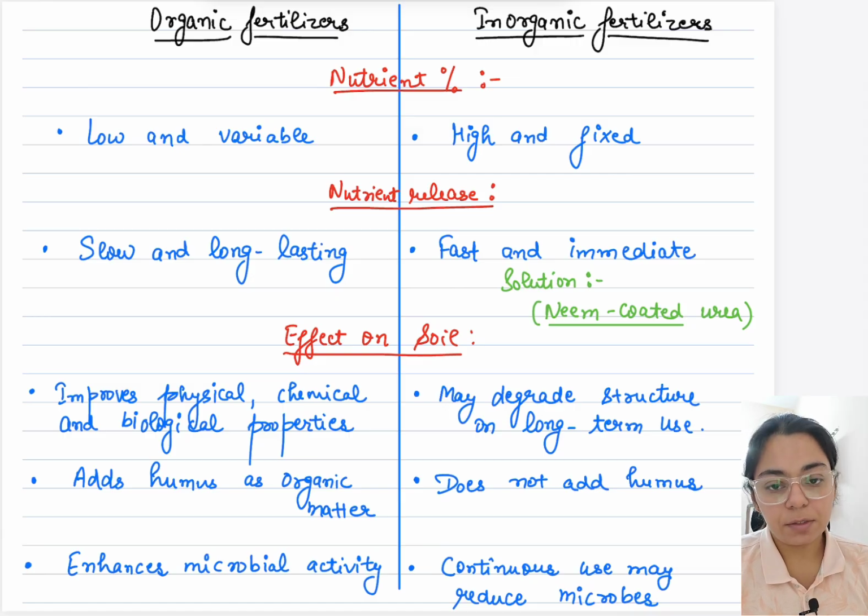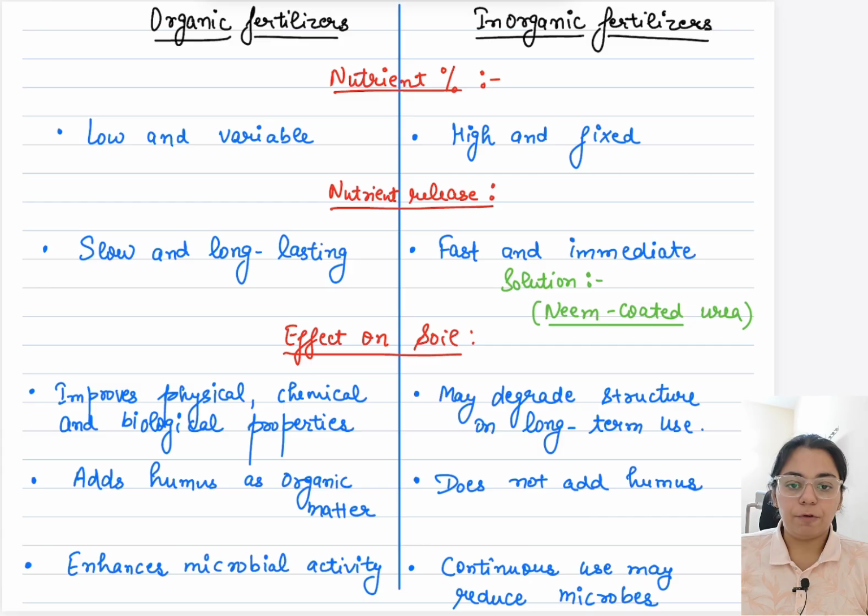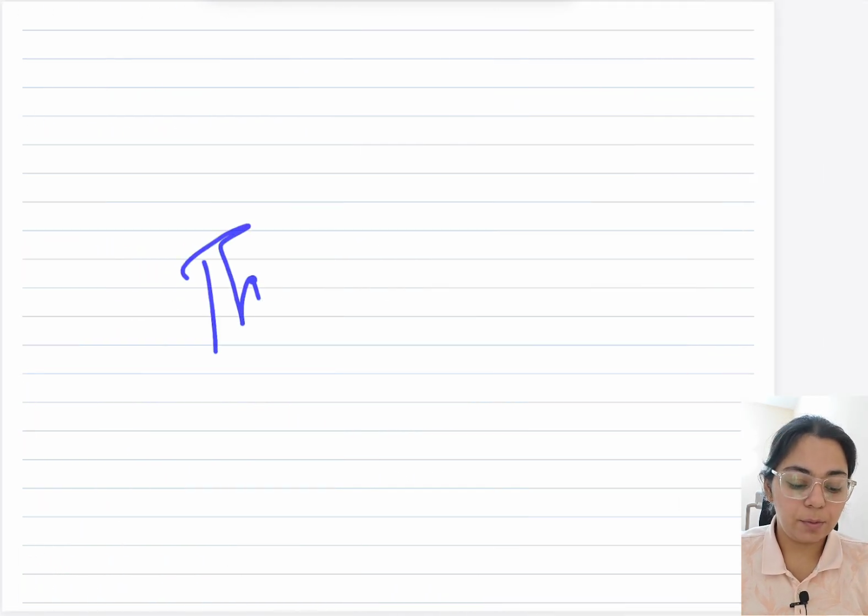The simple reason behind that is microbes survive on organic substances. They degrade them and survive on them, because that is their basic food, okay. While inorganic fertilizers that are prepared in labs are not food for microbes. And that's it.